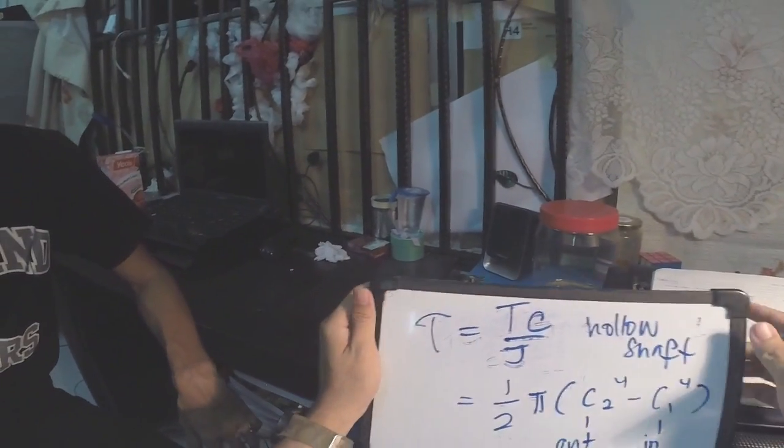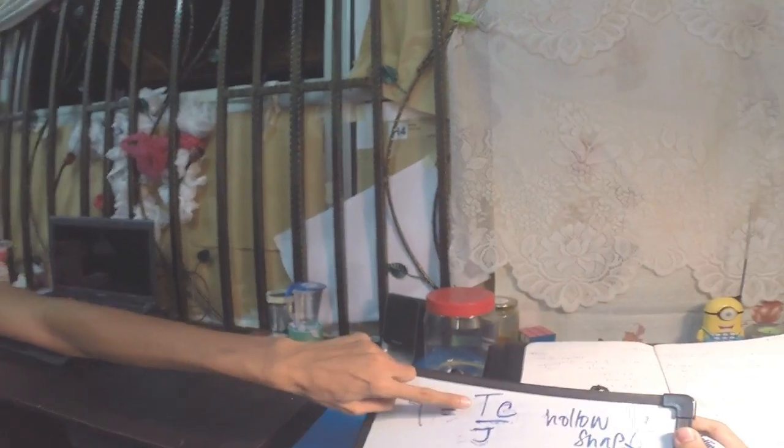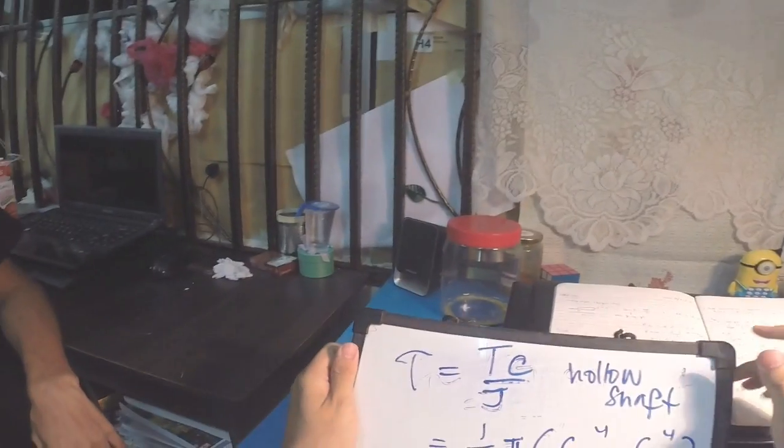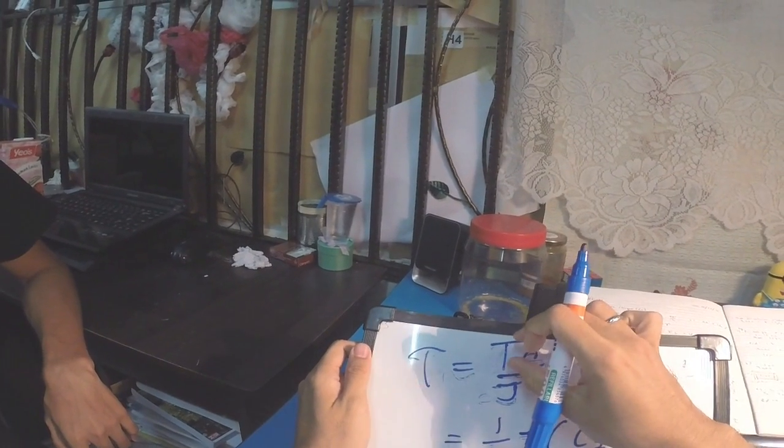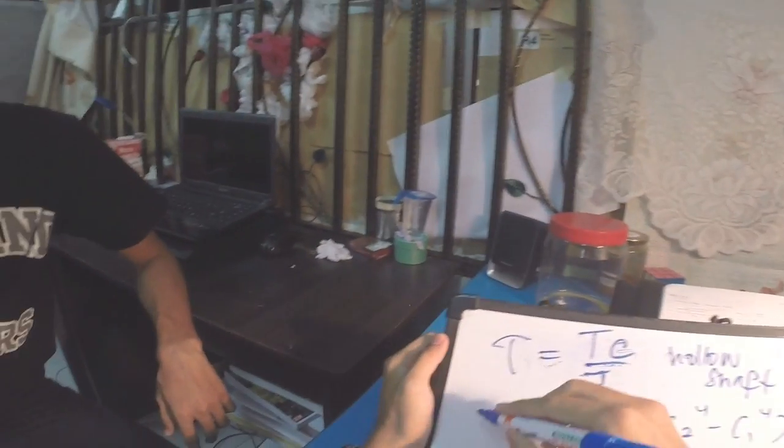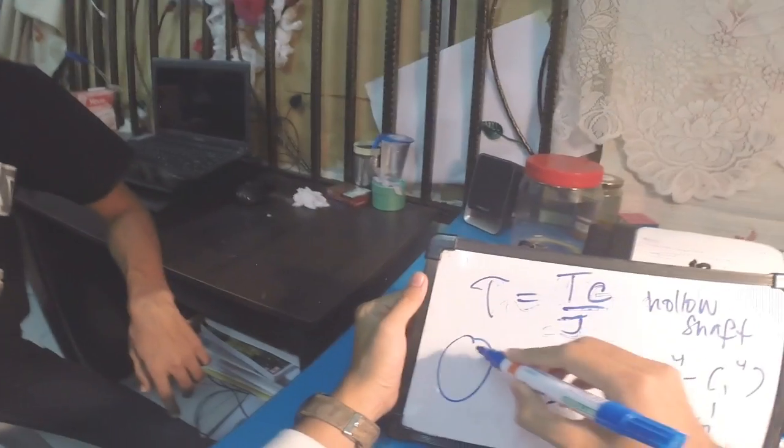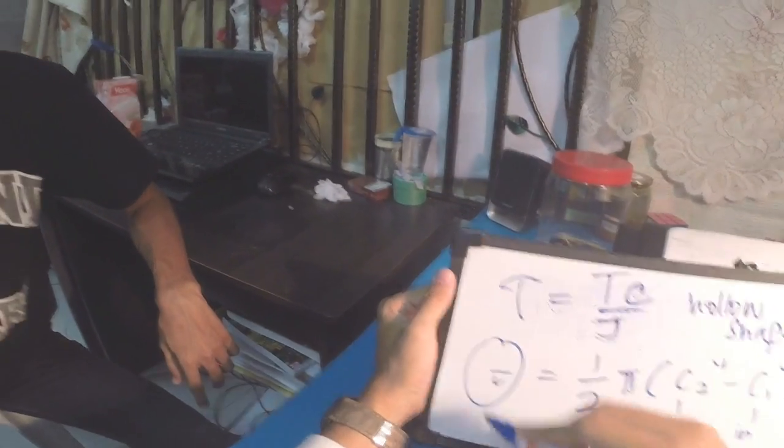So you get it? So what about this T and C? Oh, T and C. T is for the torque, and C is for the radius of the shaft. Sorry, the radius. Okay, thank you. Okay, welcome.